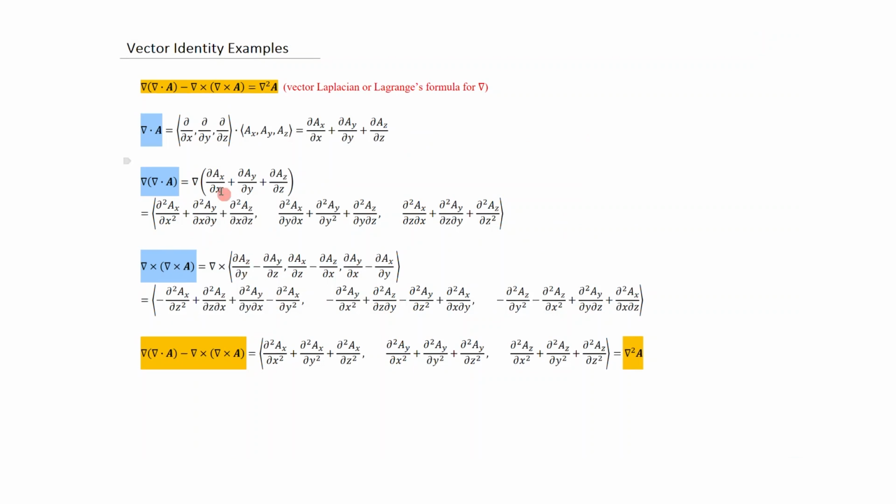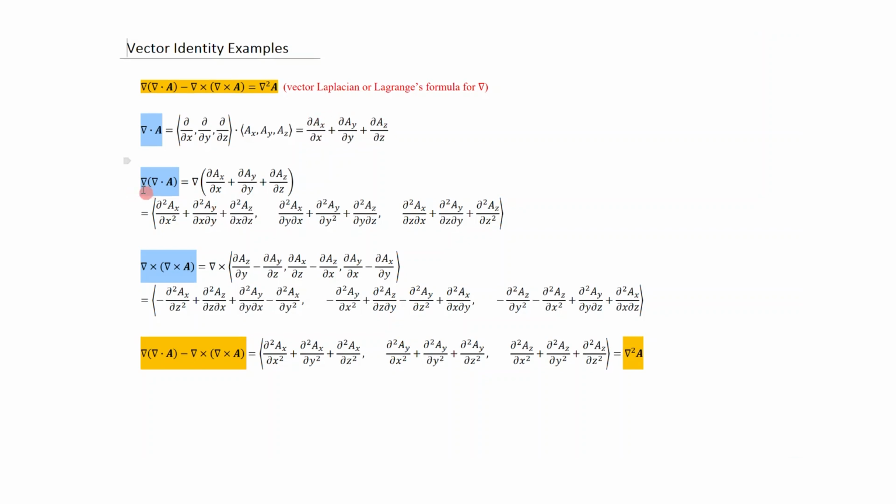All right, so here is another vector identity. This one we call a vector Laplacian, or Lagrange's formula for del. So we have this vector identity that says if you take the gradient of the divergence, which is a scalar function, minus the curl of the curl of a vector field A, that's equivalent to the vector Laplacian, which is del squared A, operating on a vector field A. So let's look at each of these term by term. Let's do the divergence of A. There is the del operator, a dot product operating on the components of A, which is Ax, Ay, Az, and we end up with this expression that you see here.